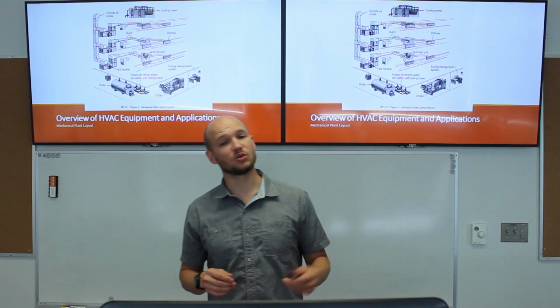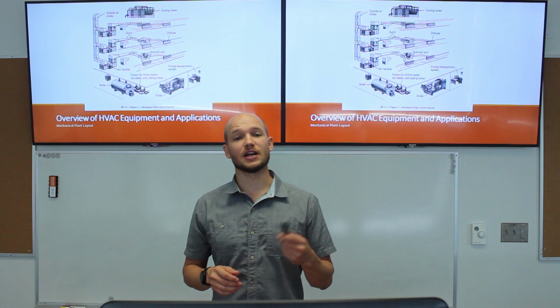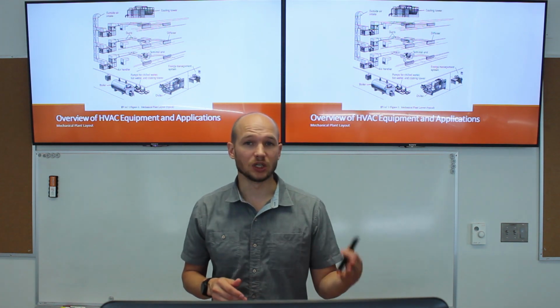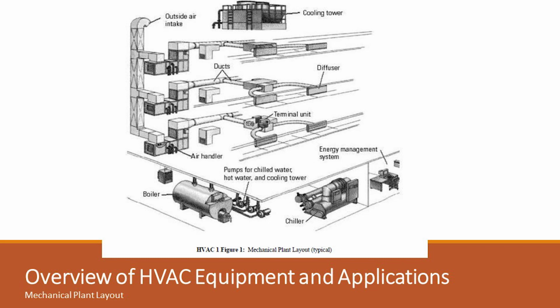So this would be a typical building that you might see. There's a lot of air duct. That's what we're looking at in this picture. And so there might be a cooling tower on the roof or outside. There's going to be a boiler, a chiller in various locations. And you can see the ductwork goes between the floors to the different air handlers, through diffusers, etc.